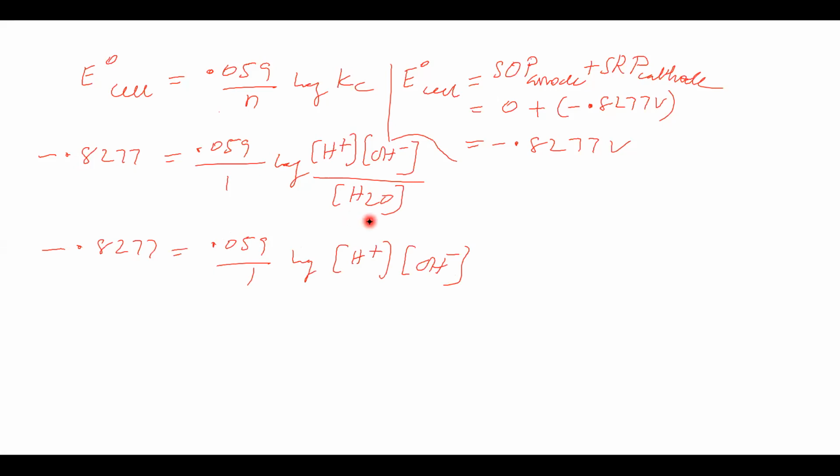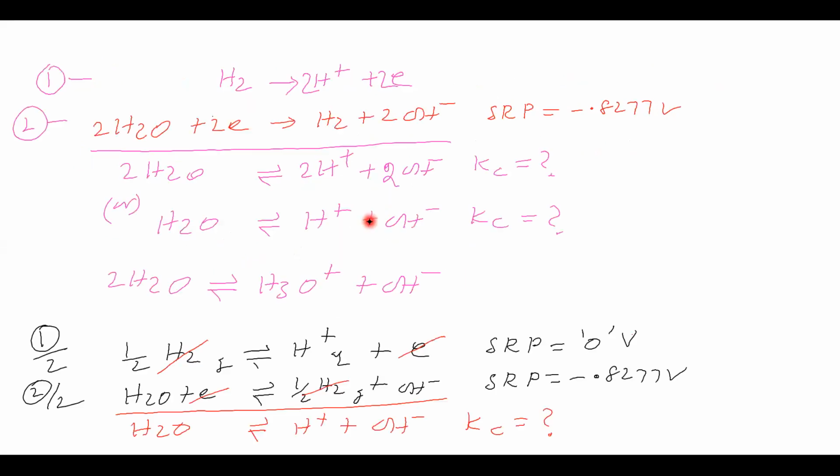What about concentration of H2O? Shall we take this concentration of H2O or not? Whether this H2O is pure water or impure water, that we have to see. Now see, the anodic oxidation reaction is H2 gas giving H plus and electron. Cathodic reduction is H2O plus electron giving half H2 and OH minus. So the resultant is H2O in equilibrium with H plus and OH minus.